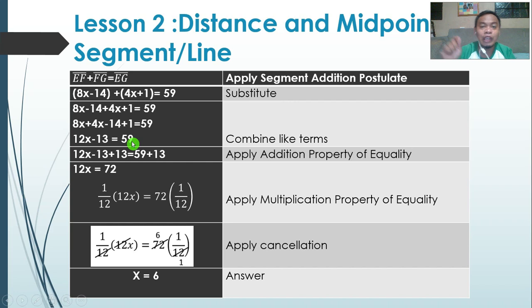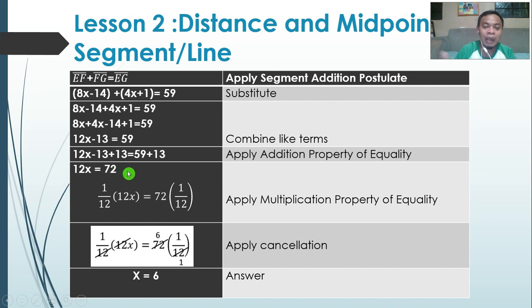Okay, then apply the addition property of equality para po yung merong variable andun sa isang side, tapos yung mga walang variable andun sa kabilang side. So we will transfer the negative 13 to the right side, di ba? So we'll add both sides by positive 13 para makancel si negative 13 sa positive 13 dito sa kabilang side. Tapos ang maiwan ay si 12x. Then 59 plus 13 is 72.